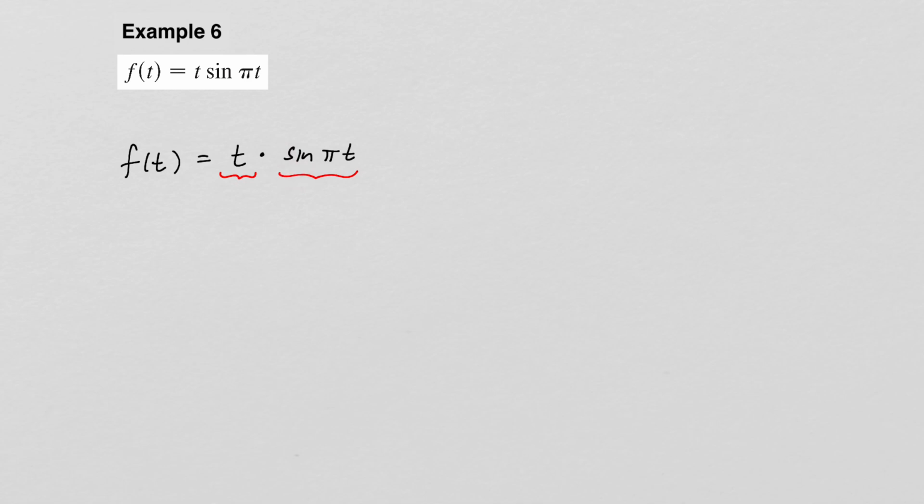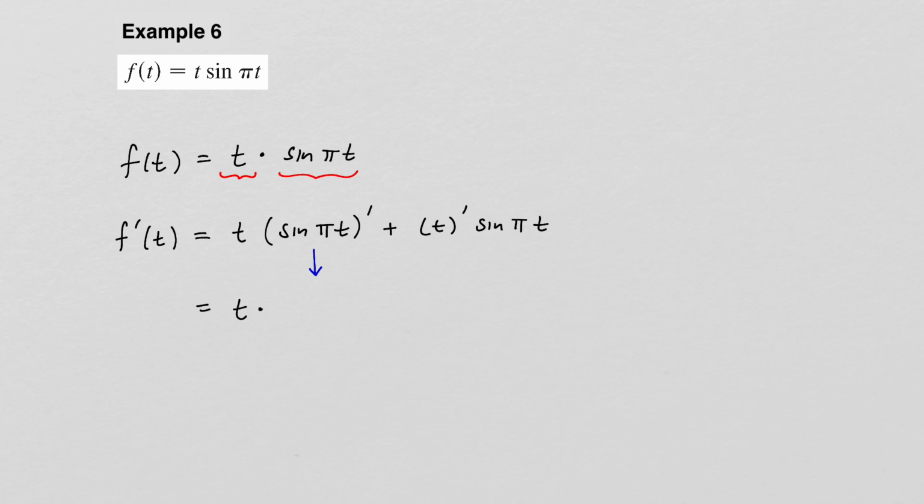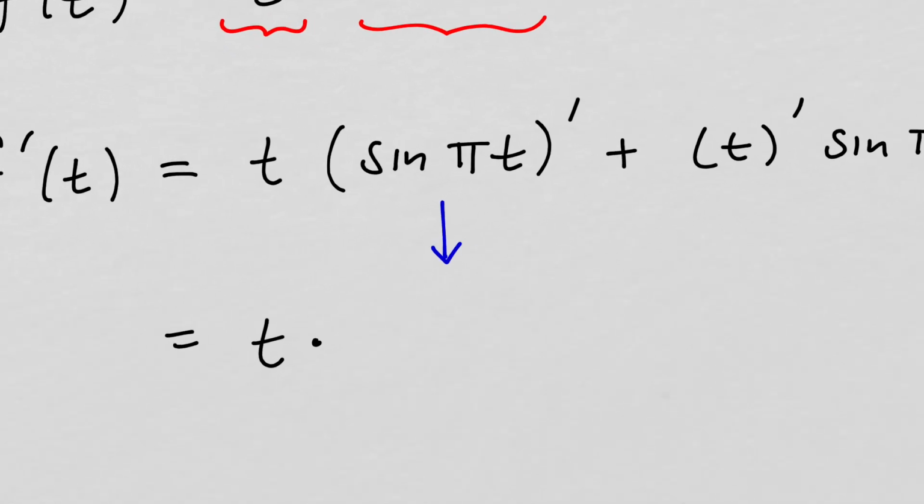So the product rule states that when you take the derivative of a product, you take the first function and multiply that by the derivative of the second function, and then plus the derivative of the first function multiplied by the second function. So that's the product rule. Now the chain rule comes in right here. So we have t multiplied by, what is the derivative of sine of pi t?